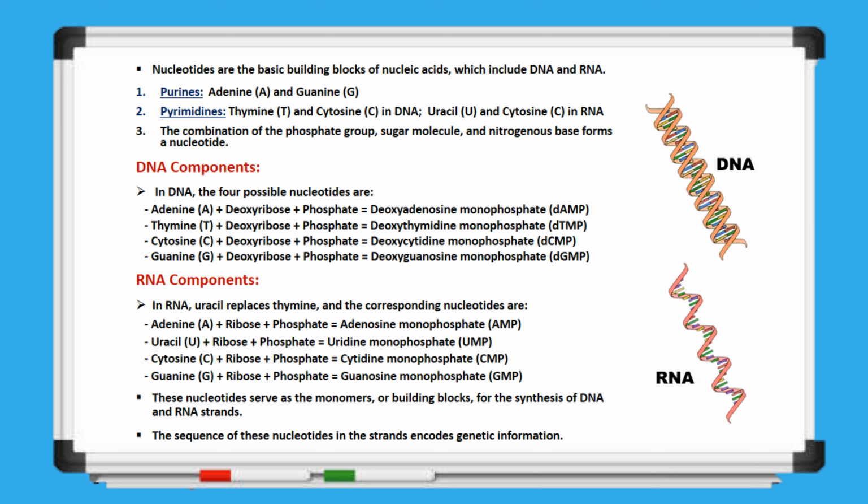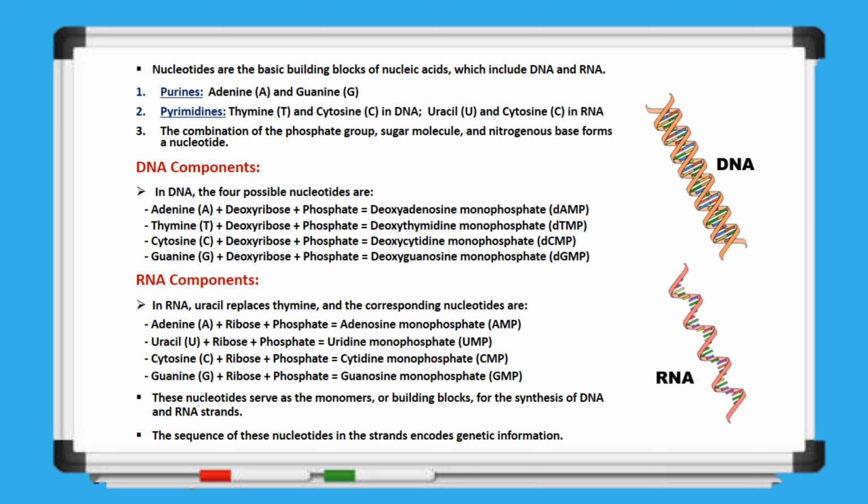Then, we have the pyrimidines. In DNA, these are thymine and cytosine. But in RNA, uracil replaces thymine, so RNA contains uracil and cytosine as its pyrimidines. Now remember, a complete nucleotide is formed when 3 components come together, a phosphate group, a sugar molecule, and one of these nitrogenous bases. Let's take a closer look at the actual components of DNA.